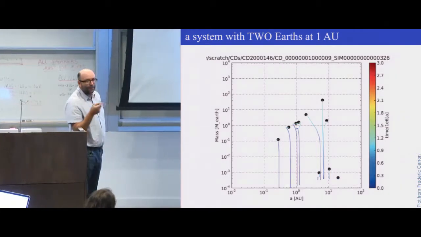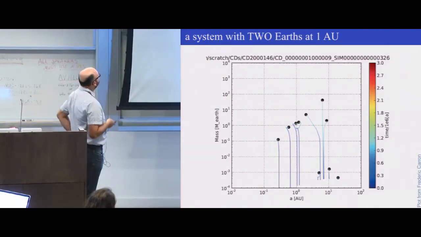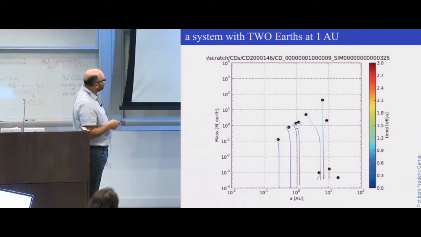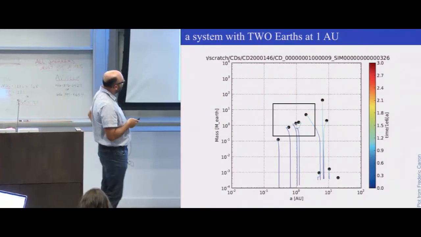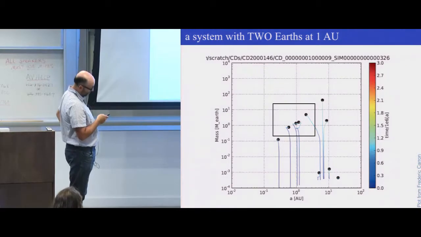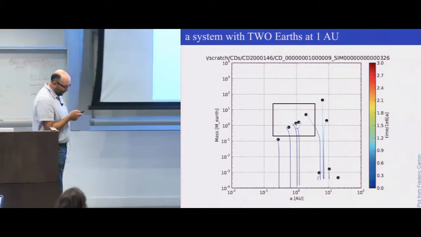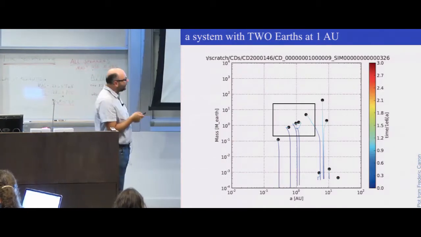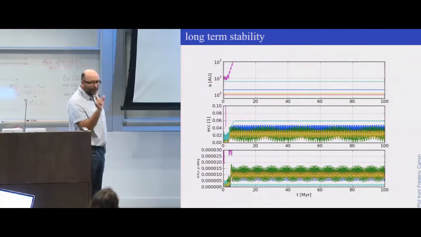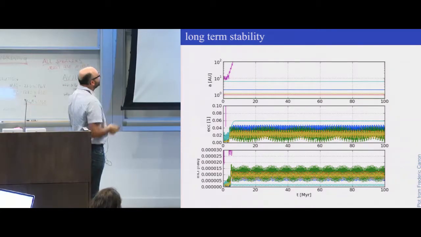Because, you know, observers want to find one Earth at 1 AU, and then we found a system with 2 Earths at 1 AU. You have these 2 planets, which is very interesting. Then what is interesting is that, in fact, this system is stable, because the 2 planets are in a 4 to 3 mean-motion resonance. They are not exactly at 1 AU, but this is a stable system.